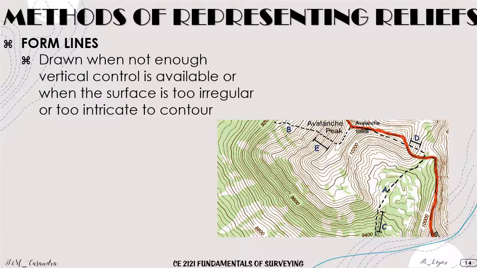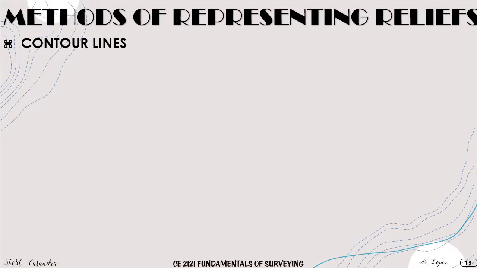So these are examples of your form lines. If we do not have enough control points to put on our elevations, we will add some form lines to indicate the shape or contour of our topography. Form lines usually would not indicate your elevations. And the last method for representing reliefs would be our contour lines, which will be our focus in this subject.